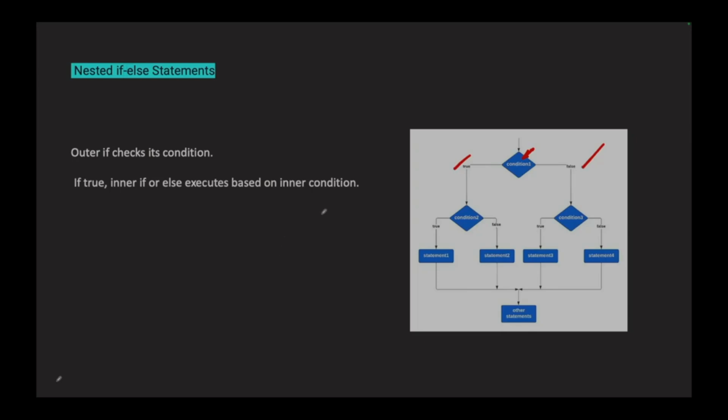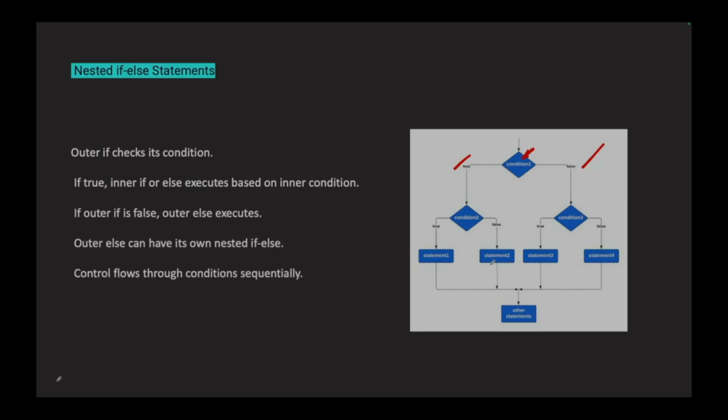Now after one condition there will be another condition. If true, also we will get a different condition, else false, also we will get another condition. So after that we can have other conditions and continue its tree or hierarchy. If outer if is false, outer else will be executed. Outer else can have its own nested if else. Control flows through conditions sequentially.